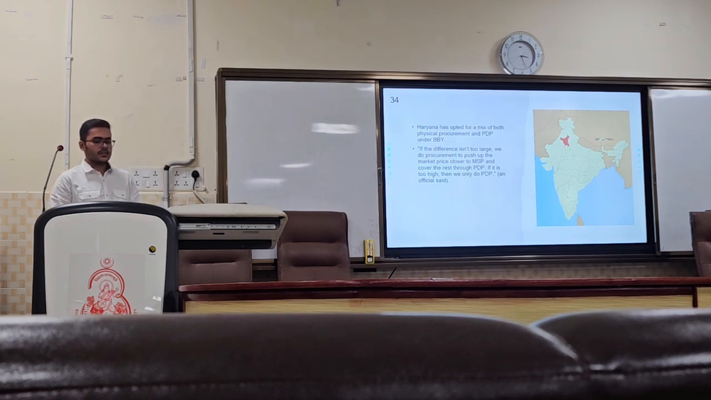So the Haryana government has opted for a mix of both physical procurement and price deficiency payment. But there are no official data on this particular scheme, though I have read articles in which this scheme is called a sham, so it is not working really well.